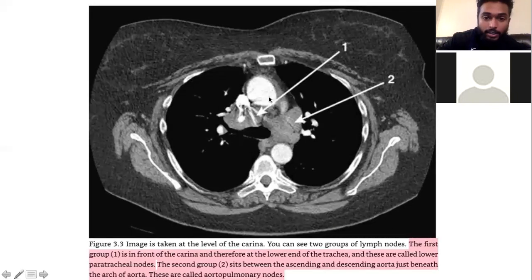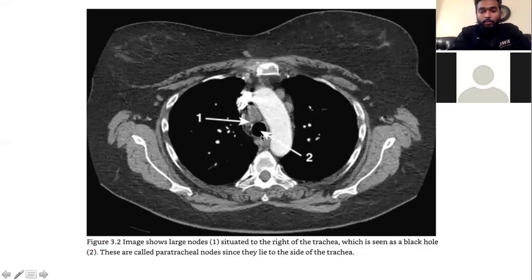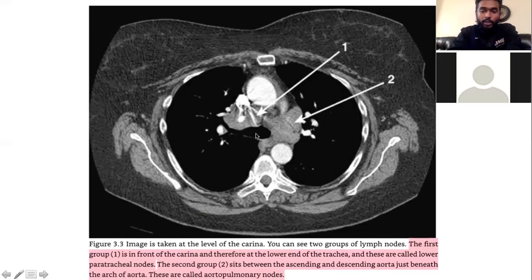Next, this is the ascending aorta and this is the descending aorta, right? Right underneath it, you see another clump. What do you think that's going to be? The aorticopulmonary ones. I don't know what to call them, but as long as you know where they are, you'll be good. It's sitting right between the ascending and descending, right underneath it. And then right here, before it was circular for the trachea, now it's elongated. What do you think is happening?